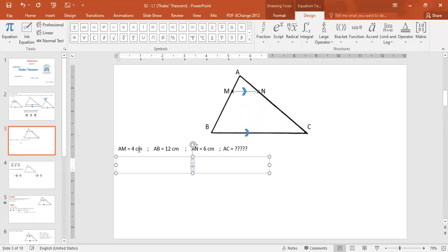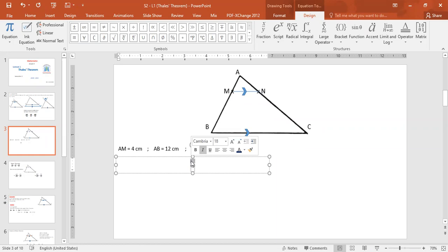Okay, as you can see, Mahdi, I have given you the measure of AM and the measure of AB. Also, I have given you the measure of AN. We should find the measure of AC. Okay, Mahdi? Yes. Okay, please apply Thales theorem here.